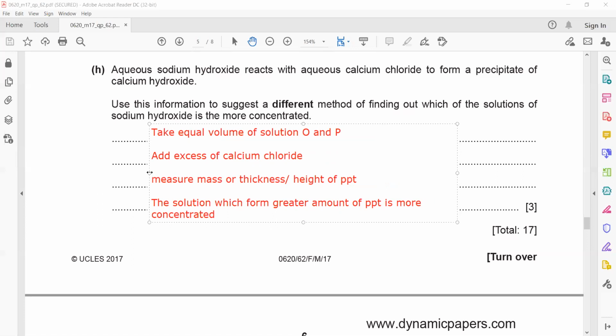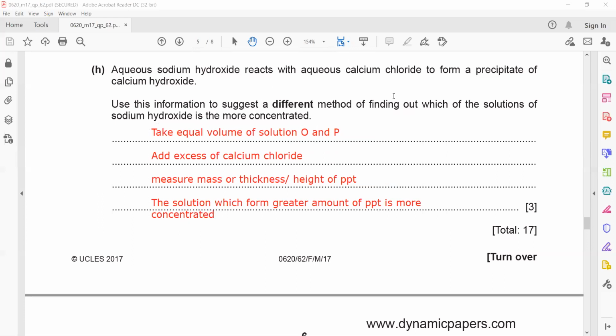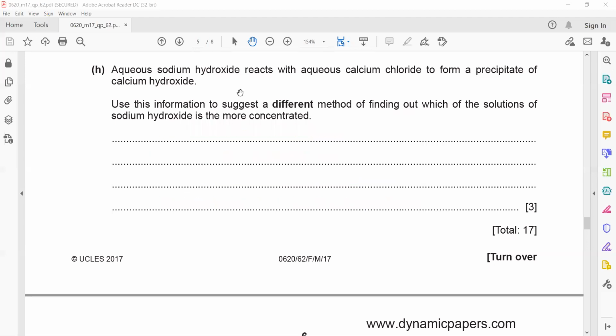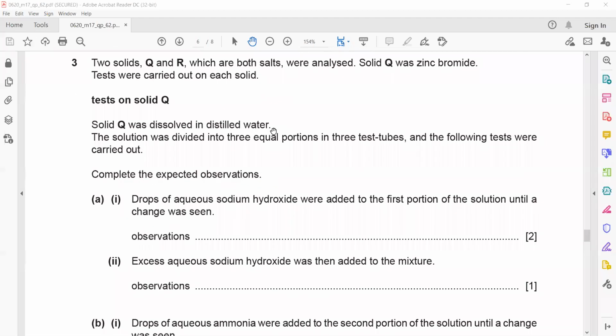Okay, the next question is about identification of the ions. Two solids Q and R, which were both salts, were analyzed. Q is zinc bromide, and tests on Q are given. Zinc bromide salt is there, so ZnBr2. Solid Q was dissolved in distilled water. The solution was divided into 3 equal portions and tests were carried out.